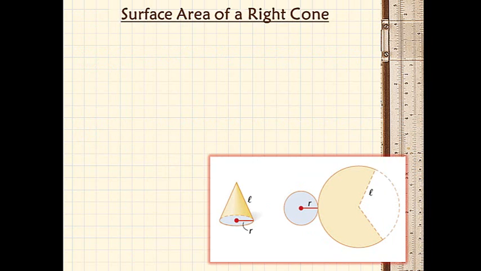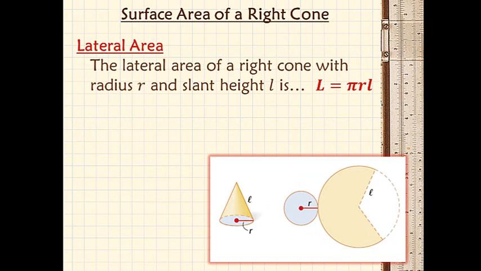Now we're going to talk about finding the surface area of a right cone. First, we'll look at the lateral area.